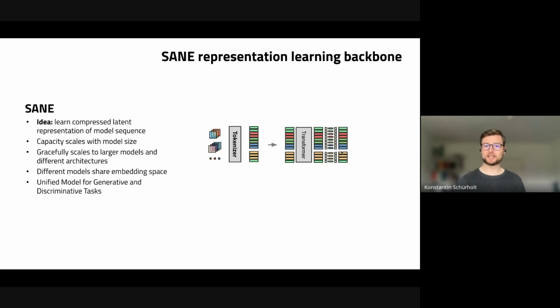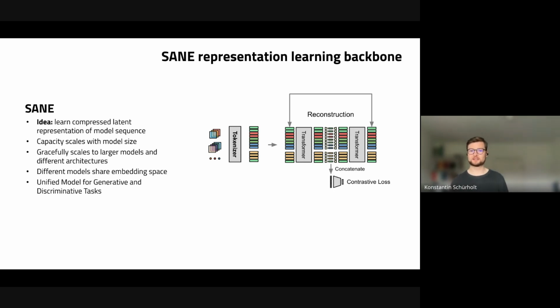And then from that, we can also go back to the original token size, pass it through another transformer that's sort of our decoder side, compute the reconstruction end-to-end, and enforce the contrastive loss on the derivative of the latent space, the latent sequence, in a sense. So that gives us a few things that we wanted for this backbone.